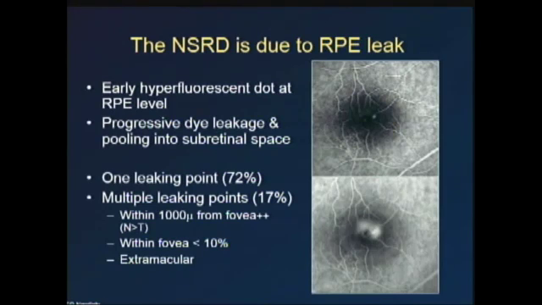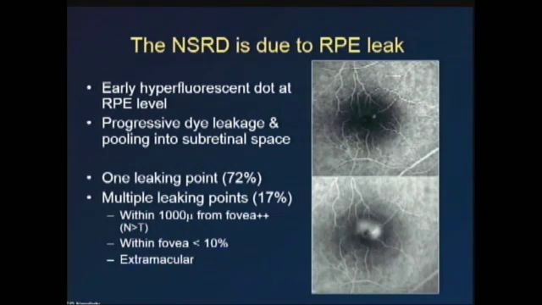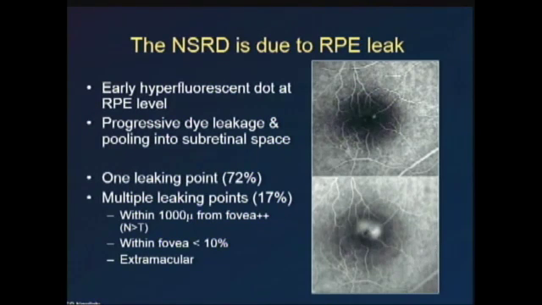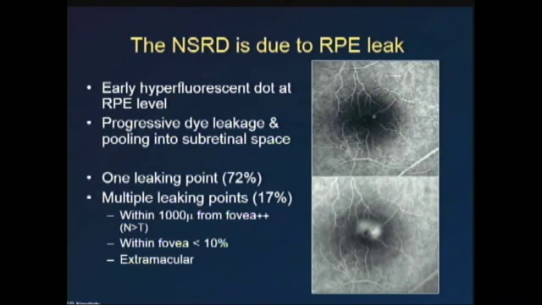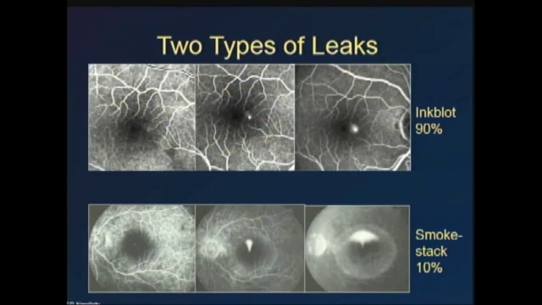Most of the time you have just one spot that leaks. In some cases, about 20% of cases, you can have several spots that leak. Most of the time, these spots are within one disc area from the foveal center. Sometimes they're much more distant from the foveal center, and in certain cases, they can also be extramacular, bringing fluid towards the macula by gravity.